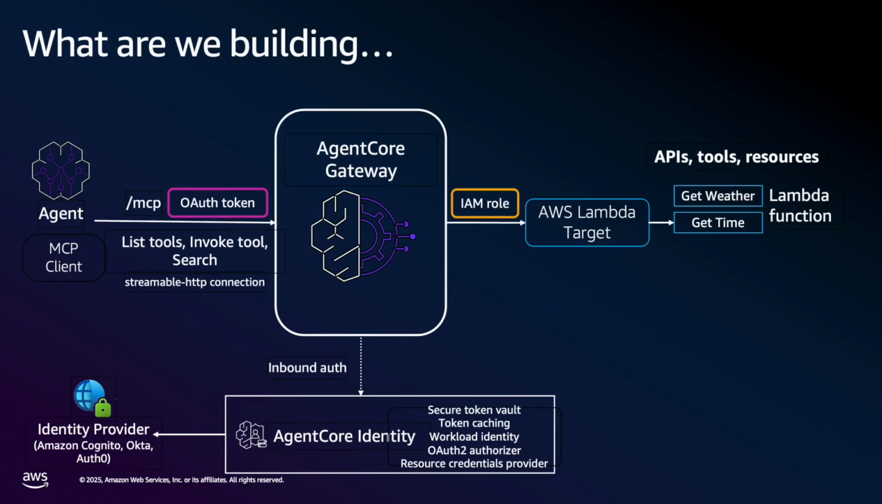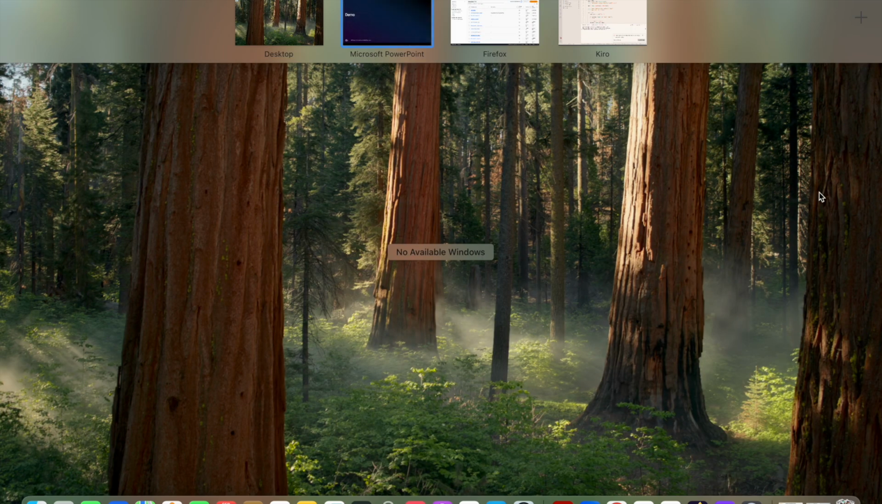So for our project today, we're going to MCP enable an AWS Lambda function and secure it with authentication and integrate our Lambda function as a tool into an AWS Strands AI agent. Let's jump into our demo. For that, I'll go into our AWS console.